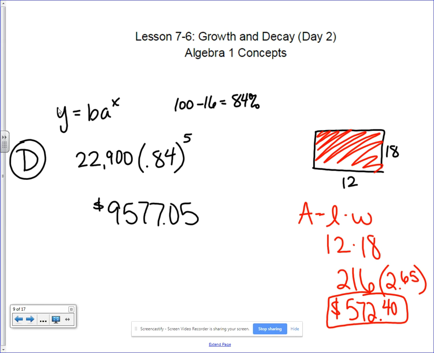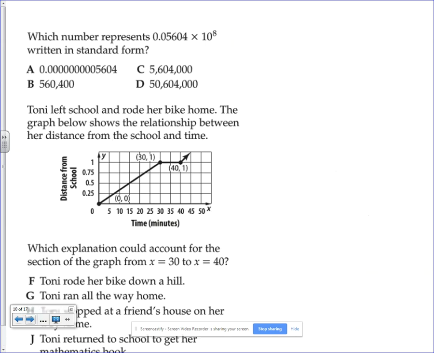Okay. Everybody doing all right here? Does anybody have any questions on this? Okay, let's go across now to the other side.